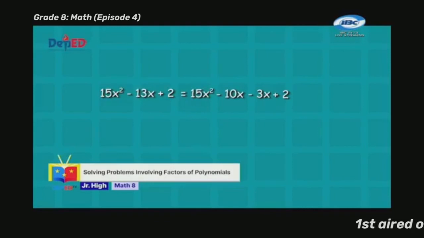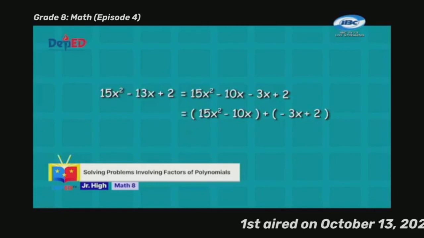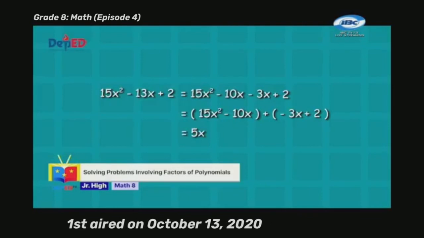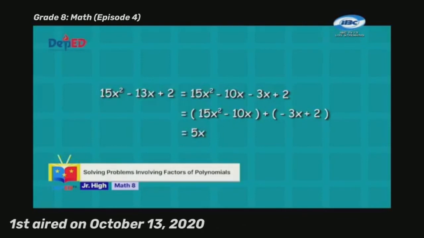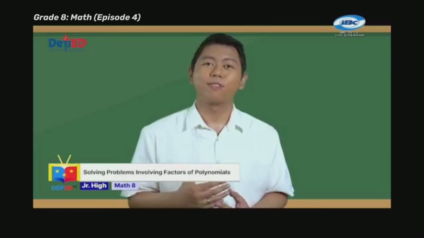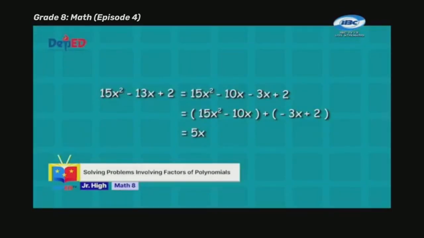Now factor the terms by grouping. How can you factor 15x squared minus 10x? They have a common factor of 5x. Divide 15x squared minus 10x by the greatest common factor to get the other one. So we will have 5x times the quantity 3x minus 2.